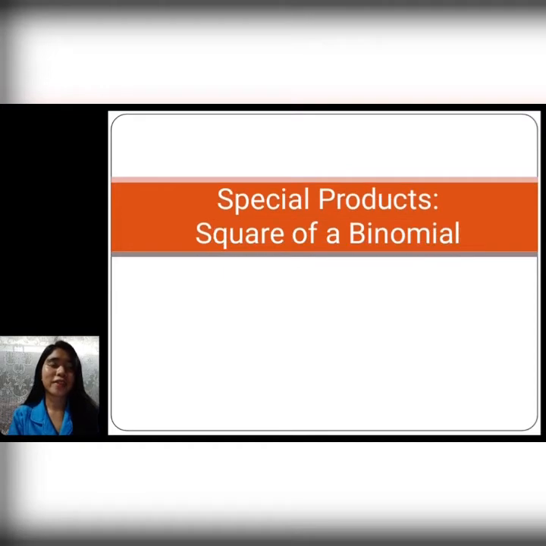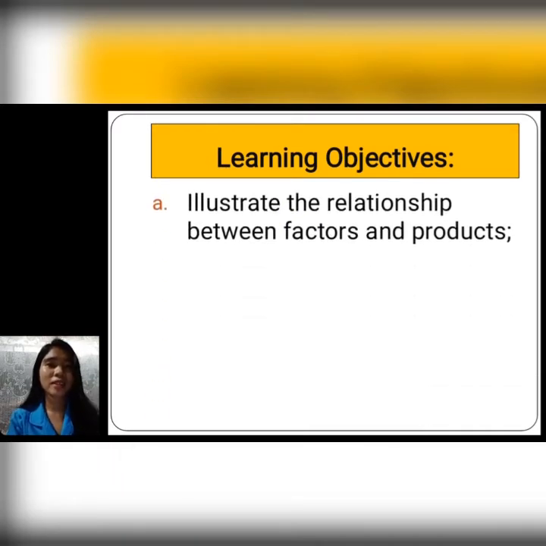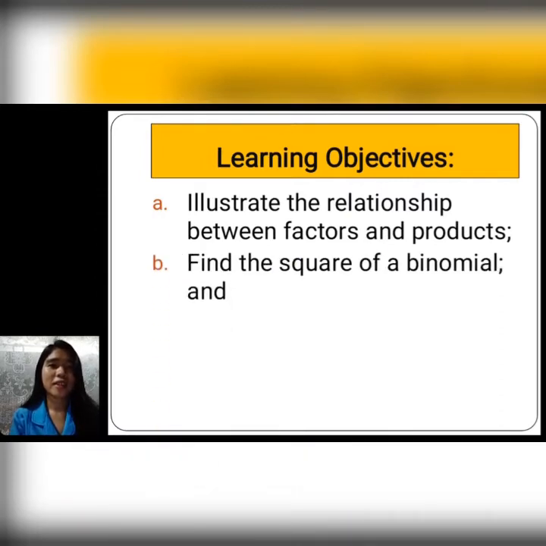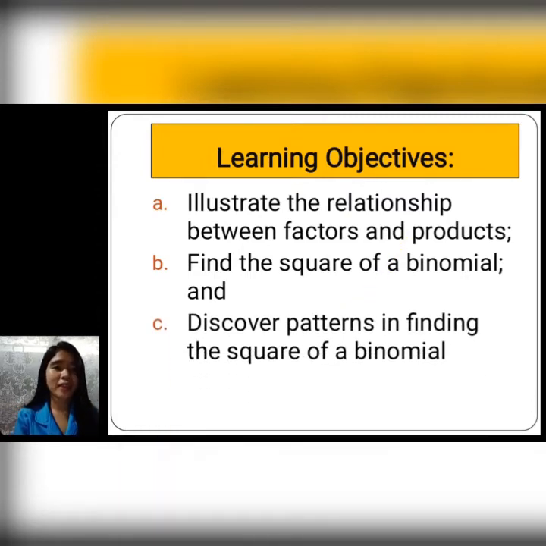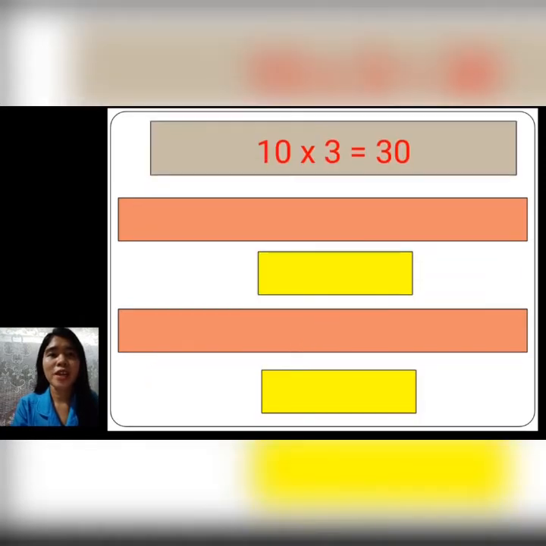Our lesson for today is all about the special products such as the square of a binomial. So we have first the learning objectives. First is to illustrate the relationship between factors and products. Second is to find the square of a binomial, and the last one is to discover patterns in finding the square of a binomial.